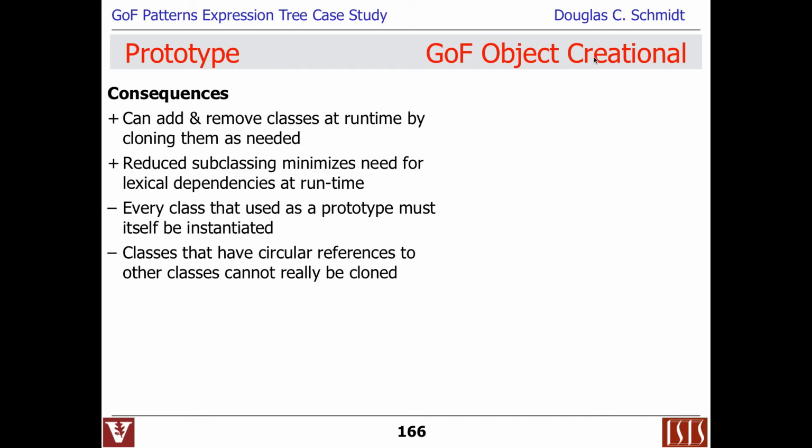Okay, some consequences. We can add or remove classes at runtime by cloning them. You can make clones of things. You don't have to expose the lexical surface area of the subclasses. All you have to do is expose the interfaces that people see. That's a really important distinction. We'll see that later when we talk about the template method pattern, which is a pattern we'll probably get to maybe next week. So with template method, with prototype, all the developers, the client users of these things see are the base classes. That's the only thing that they have to worry about.